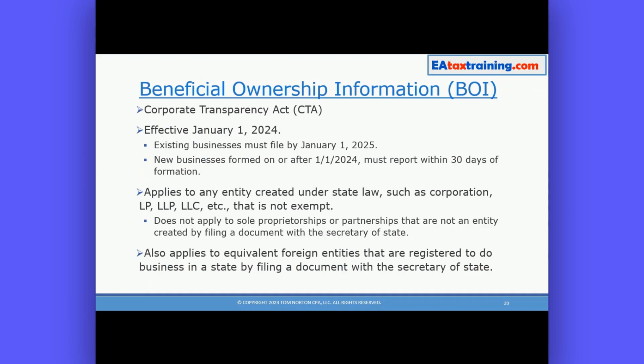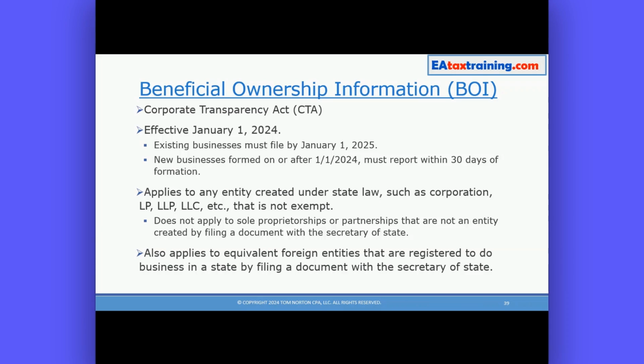Existing businesses, in other words, the businesses who existed before January 1st of 2024, their deadline for filing this is January 1st of 2025. But for any new business that is formed on or after January 1st, 2024, including into the future, 2025, 2026, etc., they must report this within 30 days of formation. And this applies to any entity created under state law, such as a corporation, limited partnership, limited liability partnership, limited liability company, etc., as long as they are not exempt.